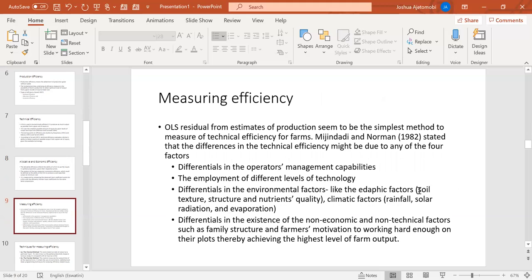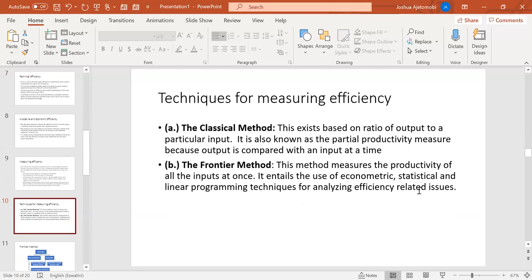How do we measure efficiency? One way is to use ordinary least square residual from estimate of production. In our next class, we are going to see how that is done. We are not doing that today. Another method is to use the classical method, that is, you use ratio of your output to a particular input. We call it partial measure. For instance, in our equation we have milk, we have vet, we have cow egg. I may want to look at the ratio of milk to cow egg. Yes, it's a measure of efficiency, but that is partial because it's not considering other inputs. That is part of the classical method.